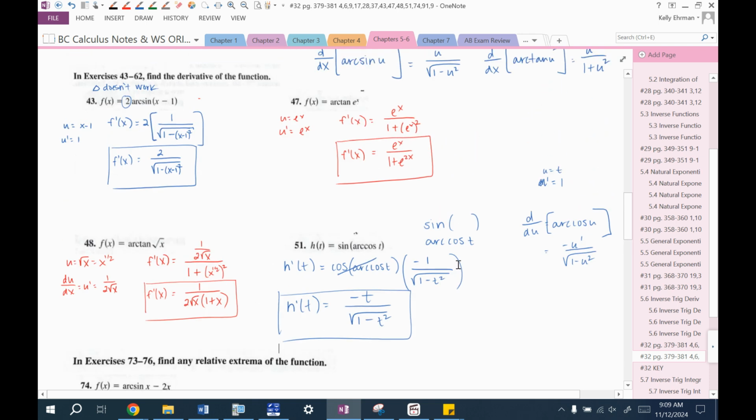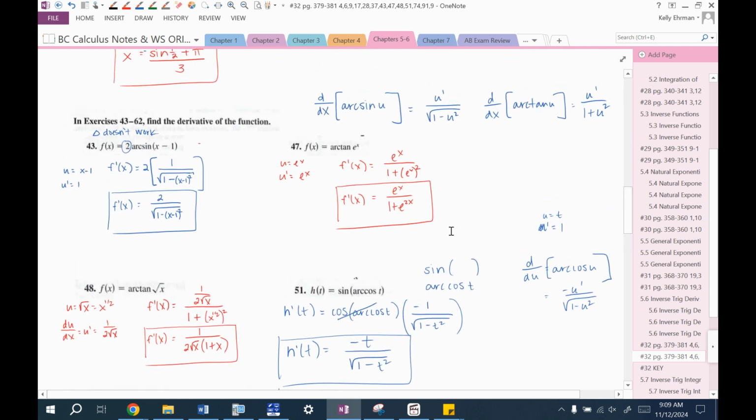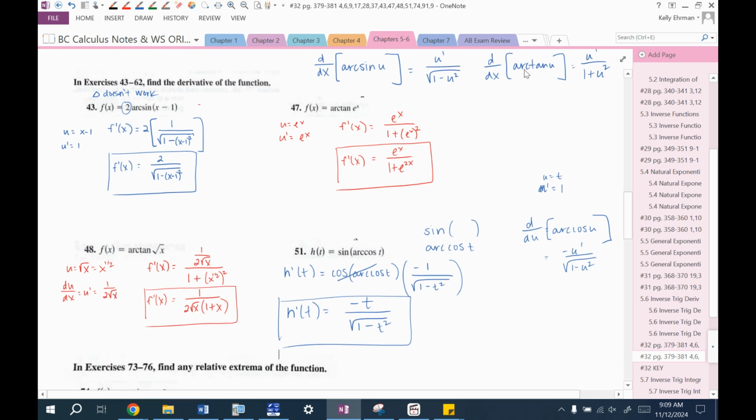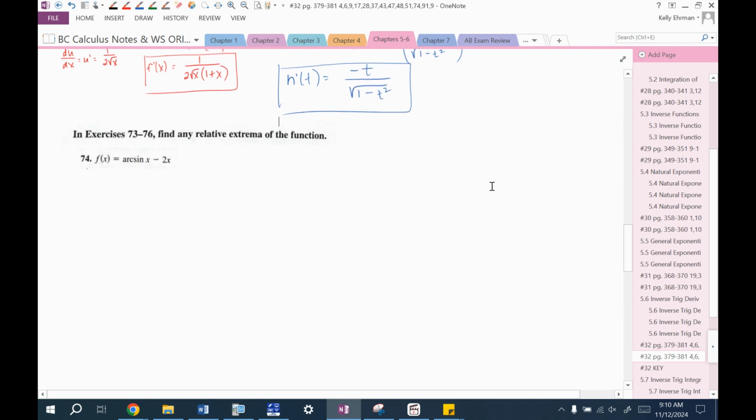All right, so I didn't use any triangles here. You could use the triangle thing, but I think the formulas for these two especially are pretty nice to use.